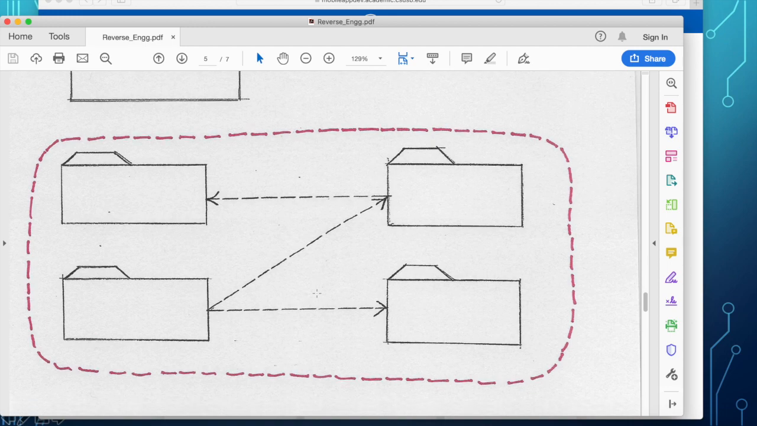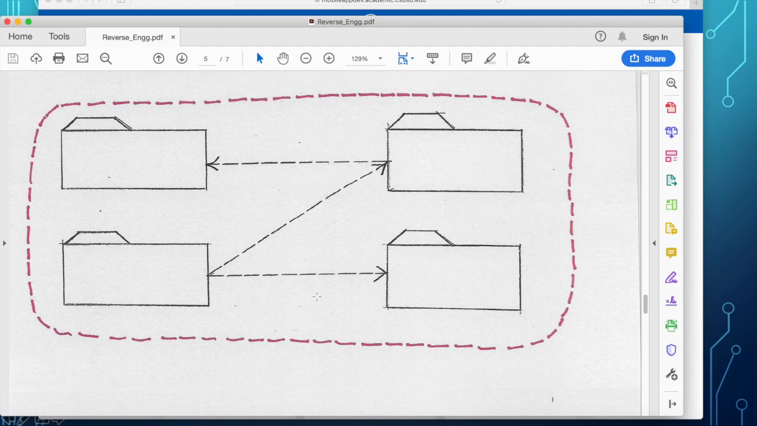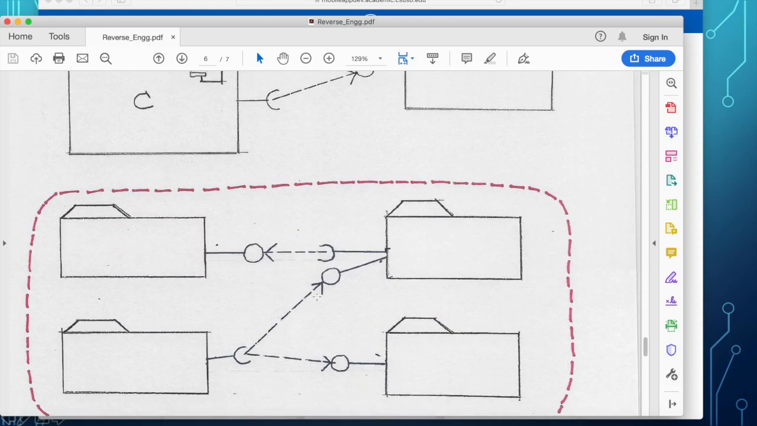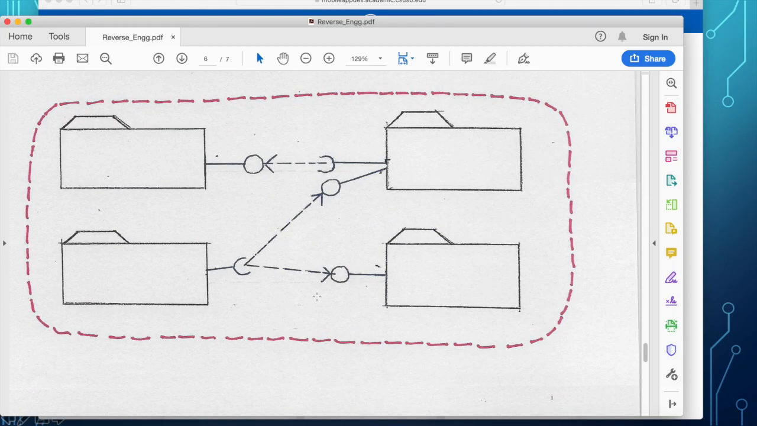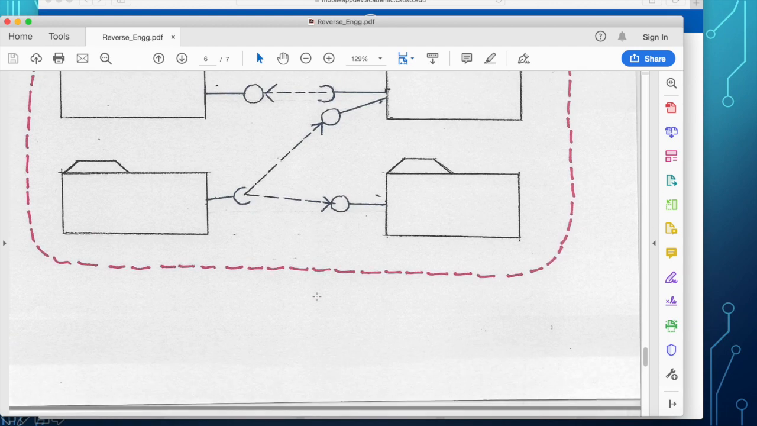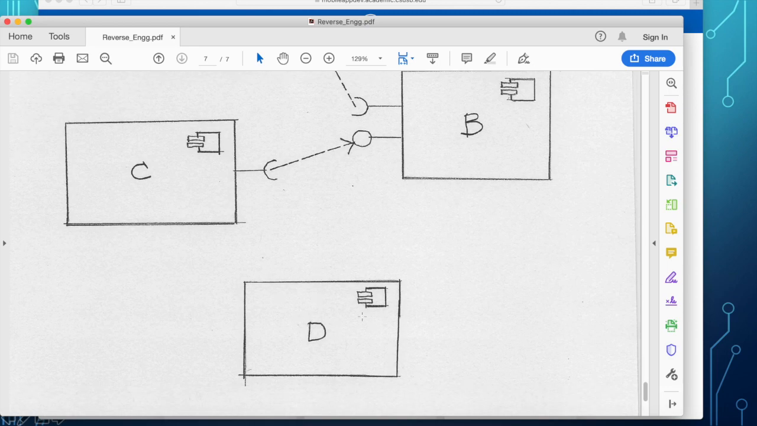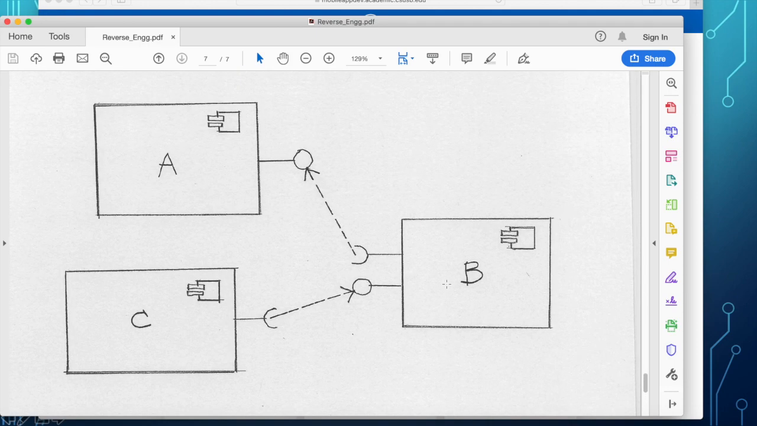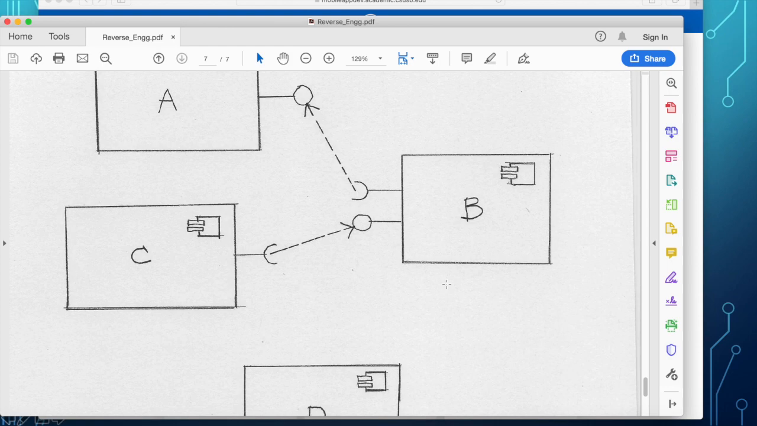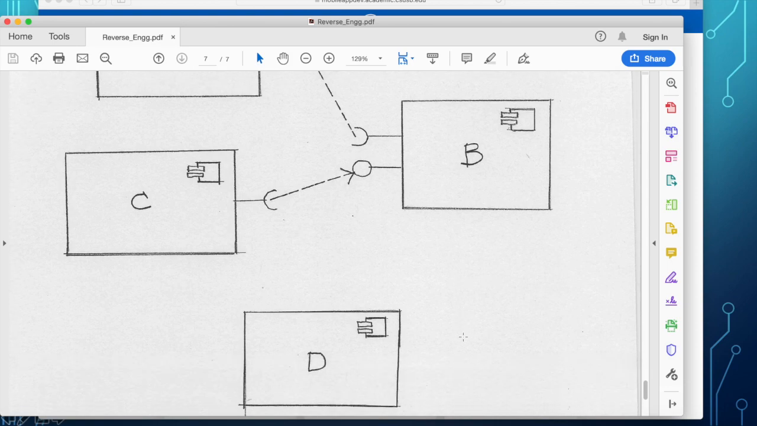So we now tackle the last group of four packages with those unidirectional arrows. We replace the arrows with ball and socket with the same definition. And once you did that, now you group all those four packages into one component, B. So now the 10 packages that you have started with is now grouped into four components. So that constitute high-level design.